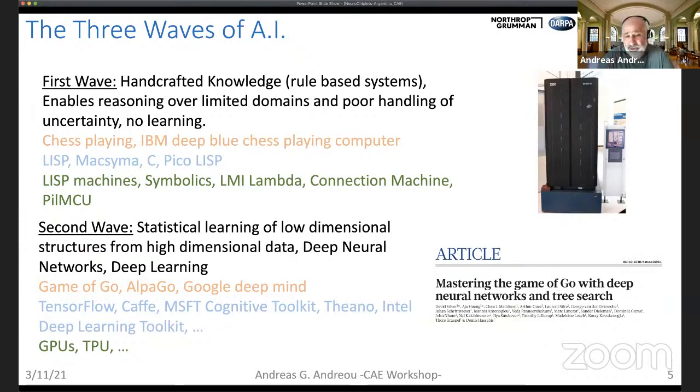The software environments to actually do this deep learning are TensorFlow, which is a Google standard software that everybody's using, Caffe, the Microsoft Cognitive Toolkit, and the Intel Deep Learning Toolkit. A lot of these deep learning systems run on specialized GPUs or TPUs, and even embedded systems, like a small Raspberry Pi-like processor board that you can buy for about $100, I don't know how much these days. And you can run these deep neural networks and AI.